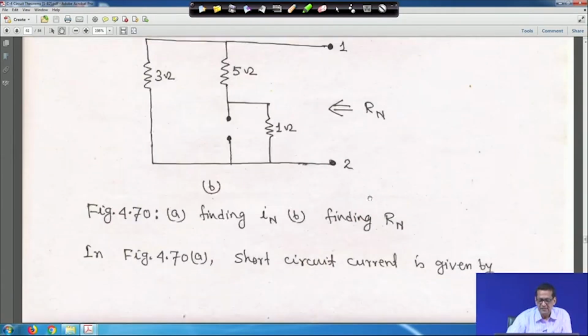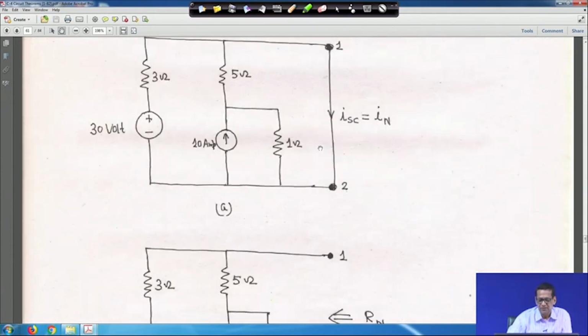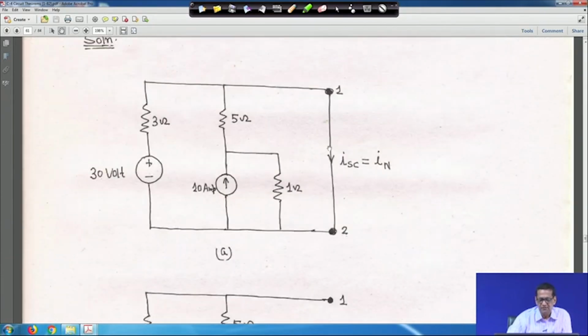Now, from this equivalent circuit you can easily get it, right, that this is open, this 30 volt source is shorted. So 1 plus 5 is 6, and 6 and 3 are in parallel. So 6 into 3 upon 6 plus 3, so 18 by 9, so 2 ohm, right. And when it is shorted, we have to find out what the short circuit current is.